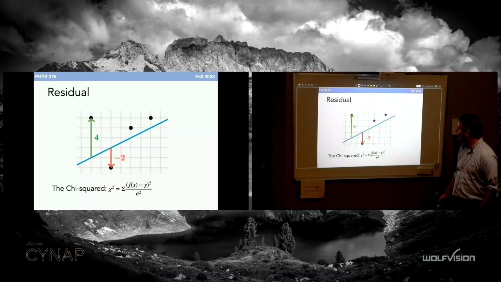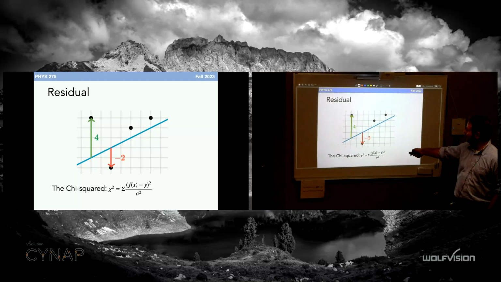So if I'm trying to do that here, here's my model. That's f of x. X is these lines here. So the difference here is 4, so that's 4 squared, 16, plus minus 2 squared, so that's 4, so it's 20, plus 1, plus 1. So it's 22. None of them have error bars, so I don't have uncertainties on them, so sigma is just 1. And so the chi-squared of this fit is 22.